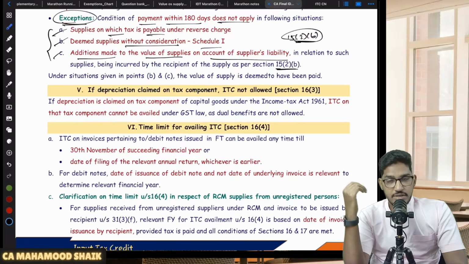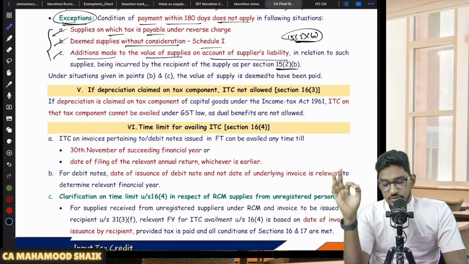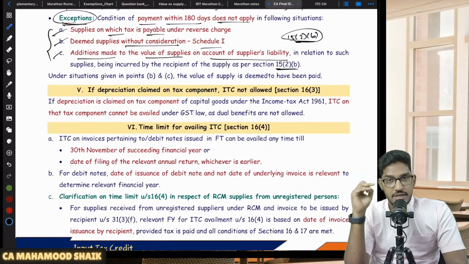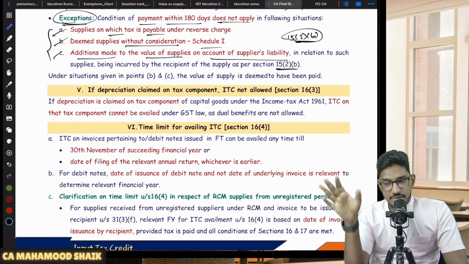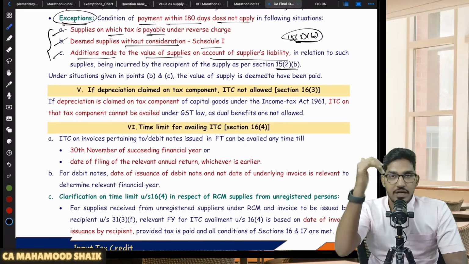Number two, those deemed as supplies, even those supplies mentioned under Schedule 3, which will be deemed as supply even without consideration. Number three, additions made to the value of the supply on account of supplier's liability under 15 subsection 2 clause B, whatever amount has been added. For that also, payment within 180 days will not become applicable. So this is what we have regarding 16 subsection 2.